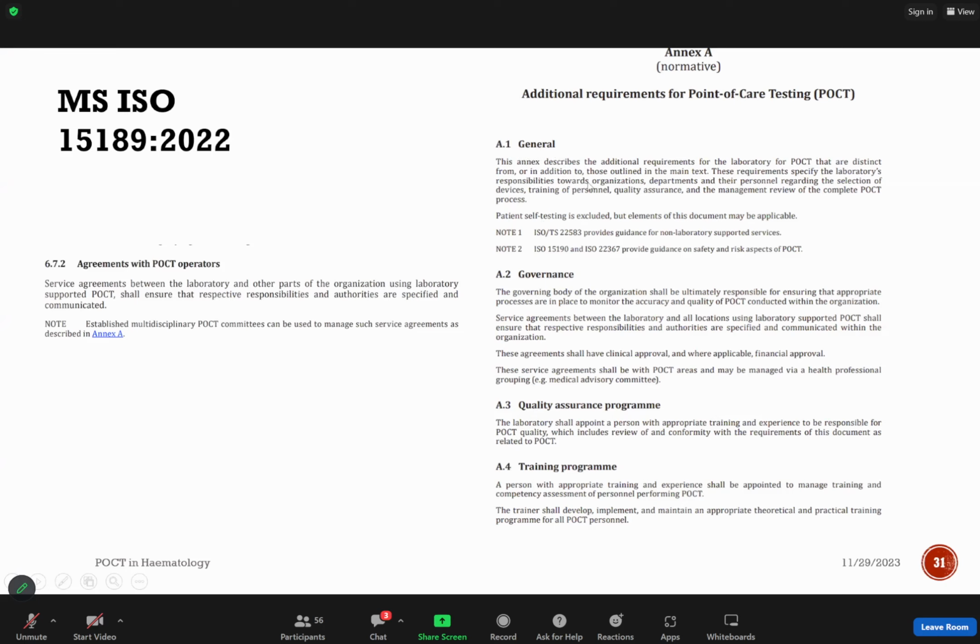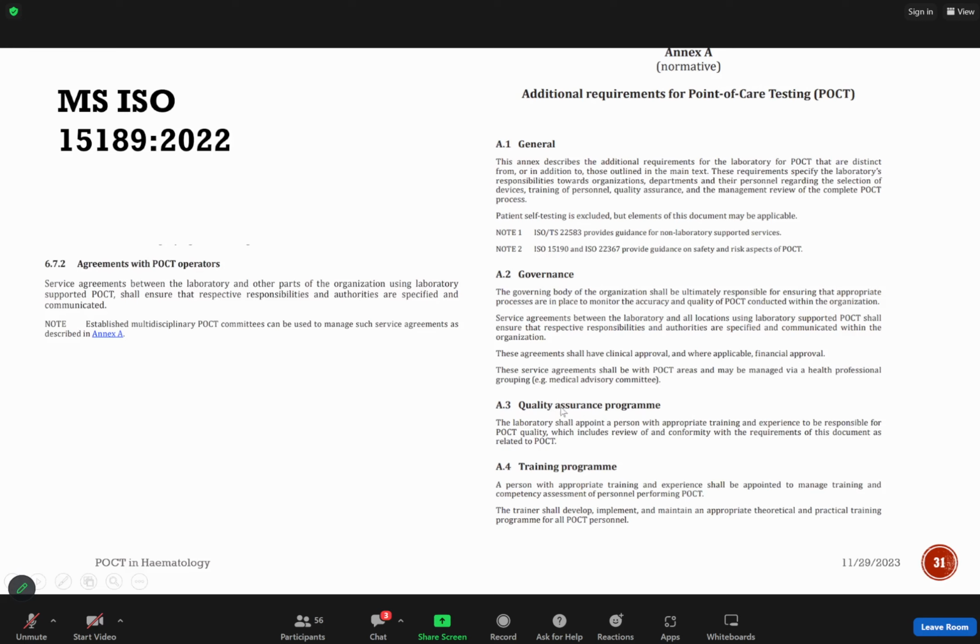They touch on the general, which specifies the laboratory's responsibility toward the organization. And the governance, where the governing body of the organization shall be ultimately responsible for ensuring the appropriate processes are in place to monitor the accuracy and quality of POCT.